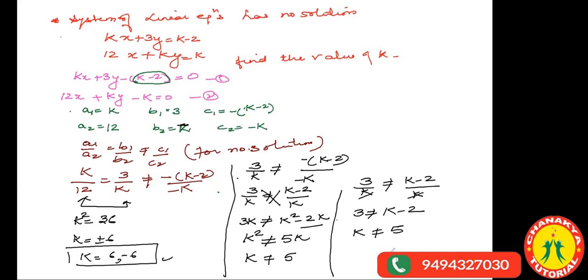Ma'am, I didn't understand. How did you convert k square into k? See, k square is not equal to 5k. You can divide both sides by k. Then it will be k is not equal to 5. Clear? Okay, ma'am. Ma'am, I took root actually. Okay, it's okay. No worries, beta.